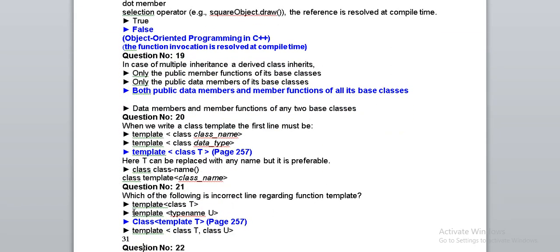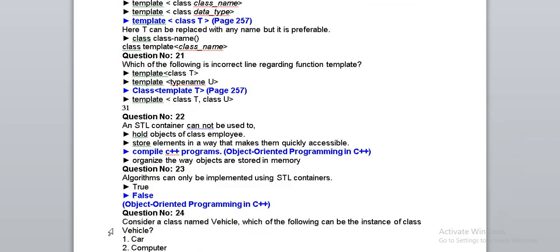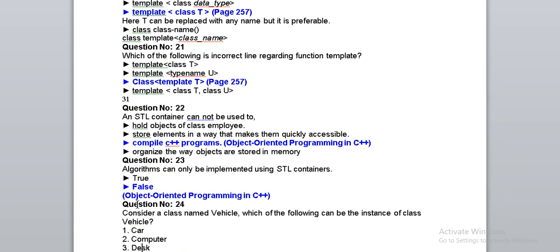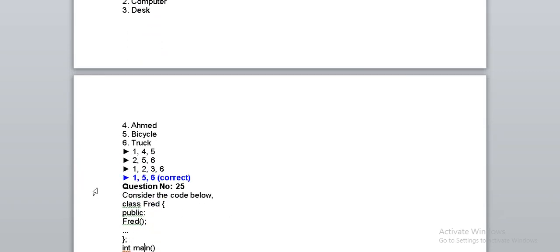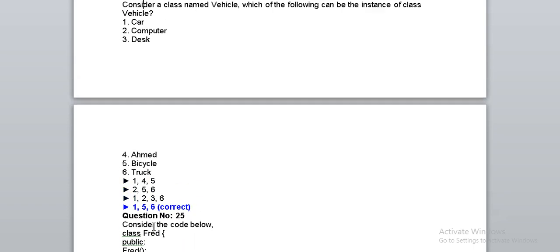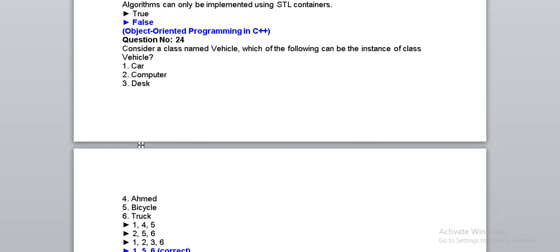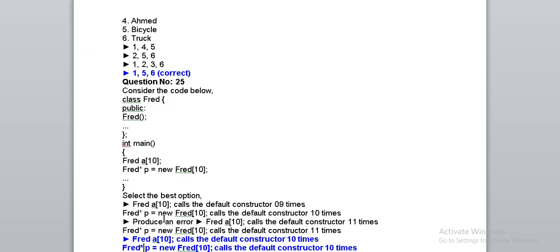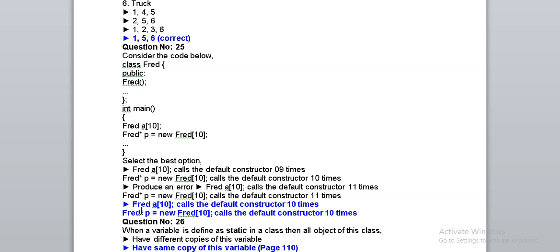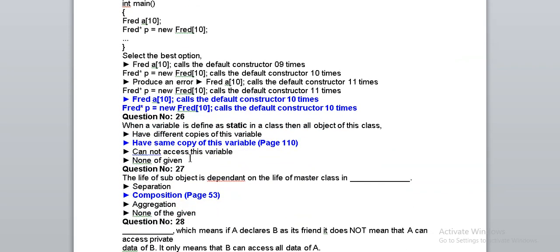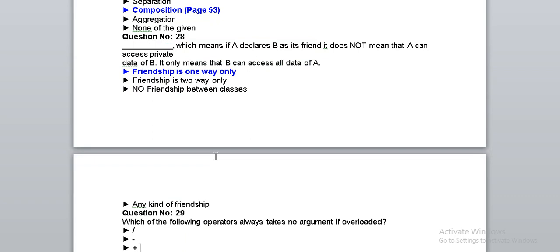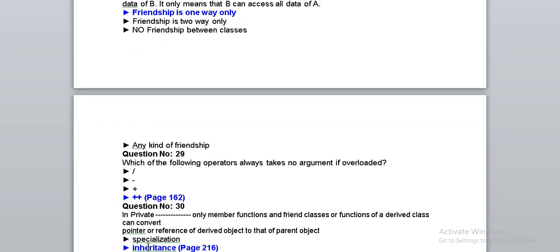Right option C. False. 156. One car, 5 bicycles, 6 trucks. Next coding, right option C. Next, when a variable is defined static in a class, then objects of the class share the same copy of this variable. Next statement, right option: composition. Friendship is only one way. Increment operator in private inheritance.